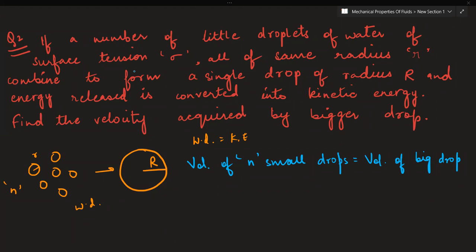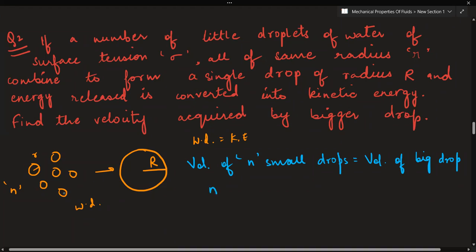See, the volume of a sphere is given by 4 by 3 pi r cube. So if n is the total number of the small spheres, that will be equal to n times the volume of each of these small spheres, that is 4 by 3 pi small r cube. That would be equal to the volume of the bigger sphere, 4 by 3 pi capital R cube. From here, you can get the relation between small n, small r, and capital R.